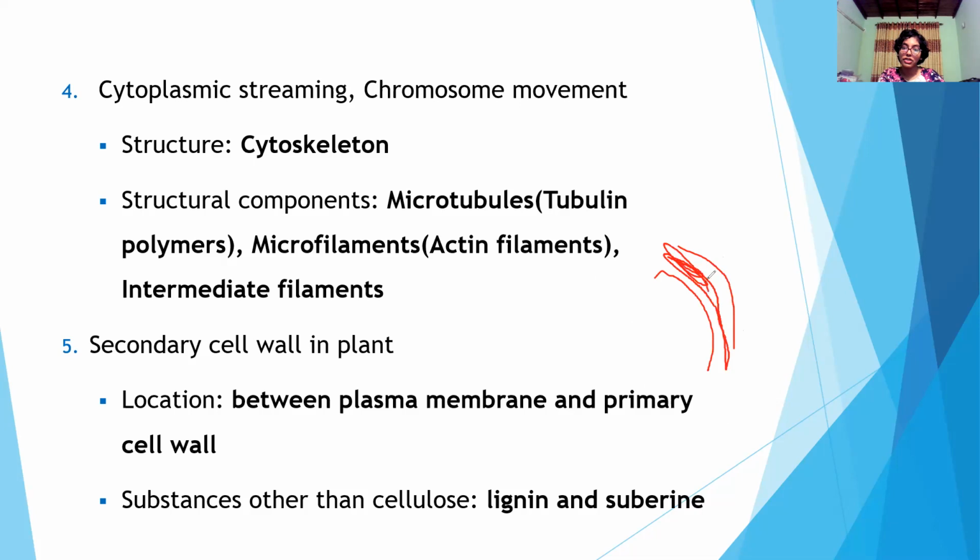Okay, I have just colored it. So between the primary cell wall and plasma membrane, you can find the secondary cell wall. Other than cellulose, what are the substances present there? Those are lignin and suberin. You all know they are insoluble.